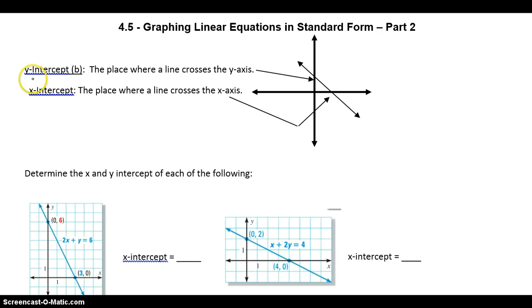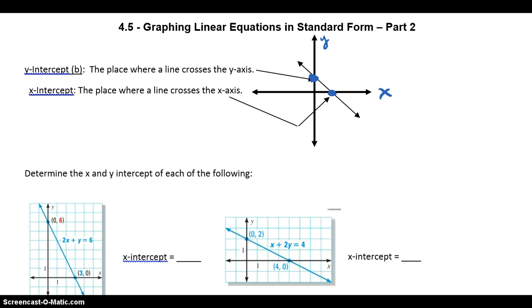So to review, the y-intercept, which we call b, is the place where a line crosses the y-axis. So remember, this is the y-axis. Where does it cross? Here's our line. It crosses right there at that point. The x-intercept is the place where a line crosses the x-axis, so right there. And between those 2 points, you can form a line.